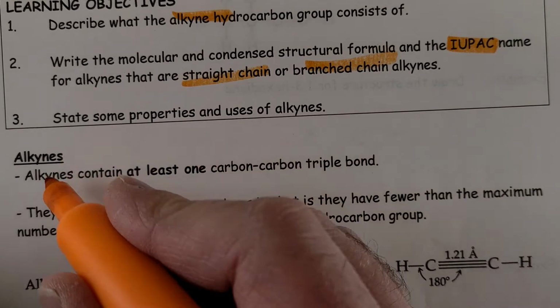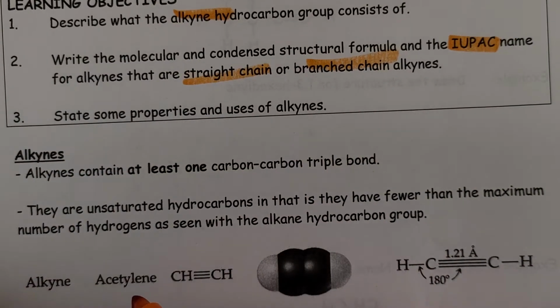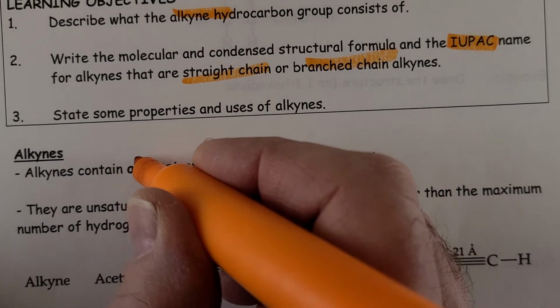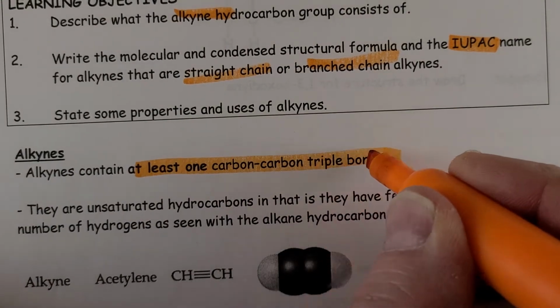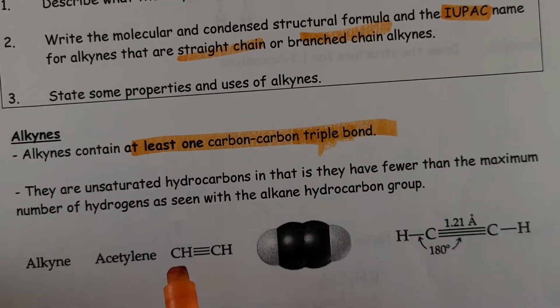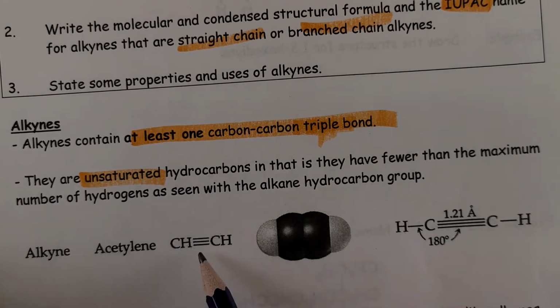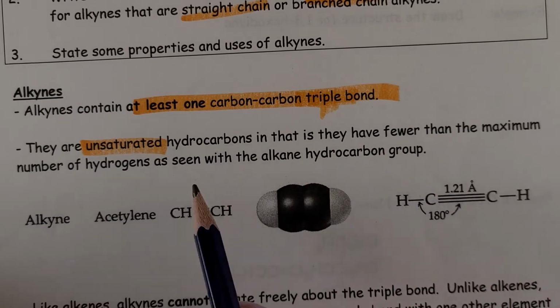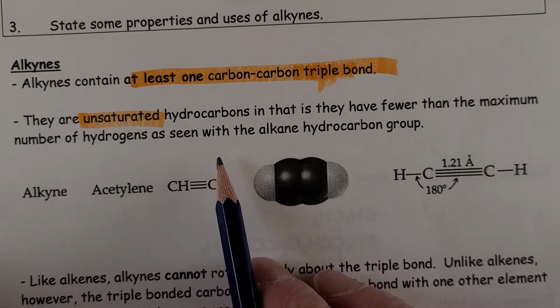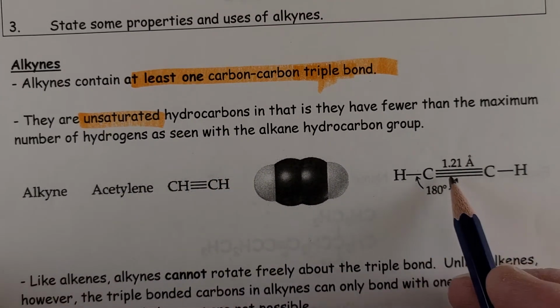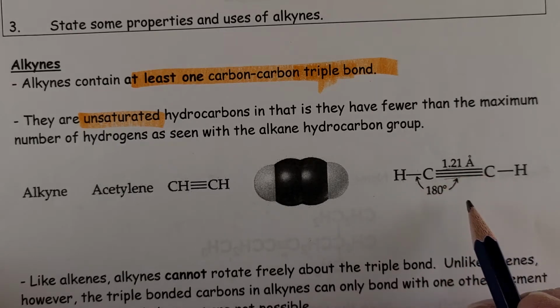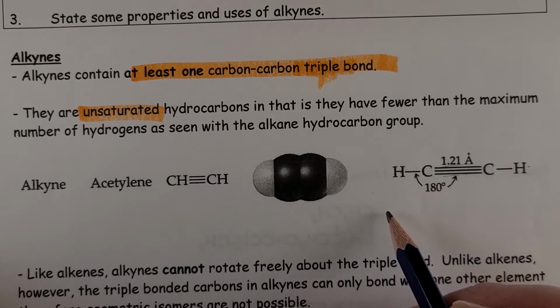So as you can predict, alkanes had single bonds, alkenes had one or more double bonds, so alkynes have at least one triple bond. And of course they are unsaturated, so they contain less than the maximum amount of hydrogens because they have a triple bond. So if I have two carbons bonded together, a triple bond here, I would only need one extra hydrogen.